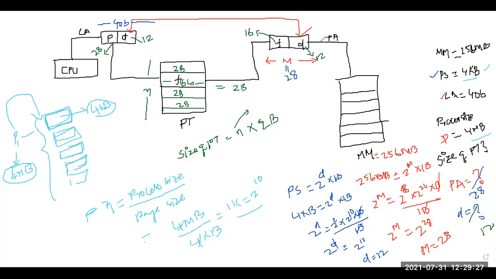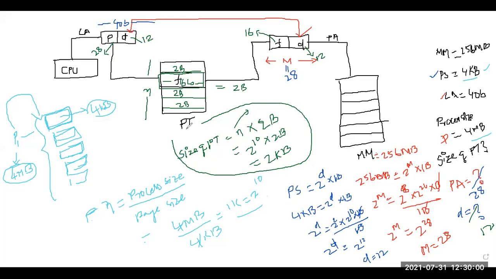Now what is the size of the page table? How to calculate the size of the page table? I know the size of the page table will be n, the number of pages, into the size of each page table entry. What is the size of each entry? It's 2 bytes. So it will be 2 to the power of 10 into 2 bytes. This can be written as 2 KB. So this is the size of the page table, which is 2 KB.